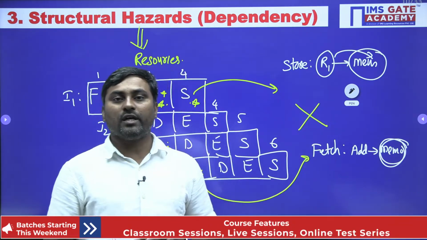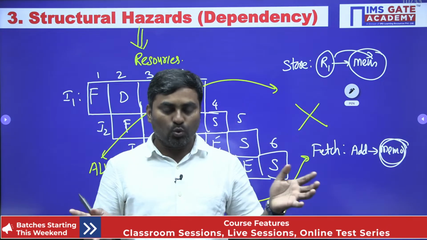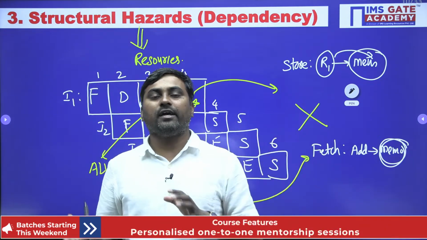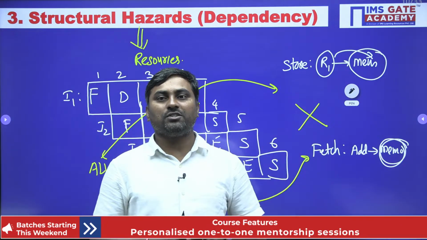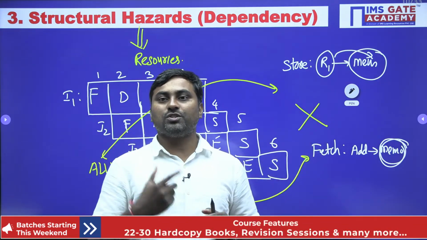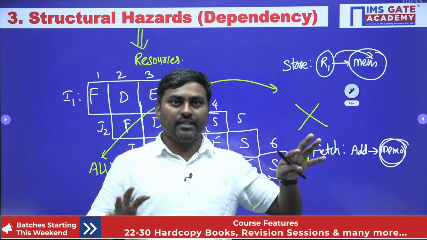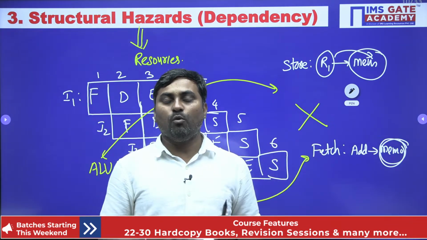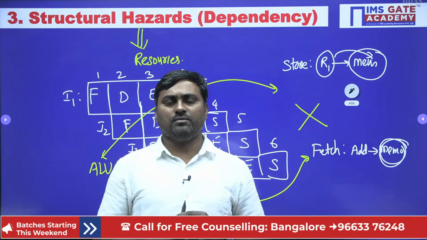Hence we need two separate buses for fetching of instructions and storing of data. In modern architecture, the level 1 cache is divided into two parts, I cache and D cache. Instructions can be fetched from the I cache and data can be stored in the D cache. So this can happen in parallel because two buses are there, I cache and D cache. That is how modern architectures resolve this, by duplicating the resources.